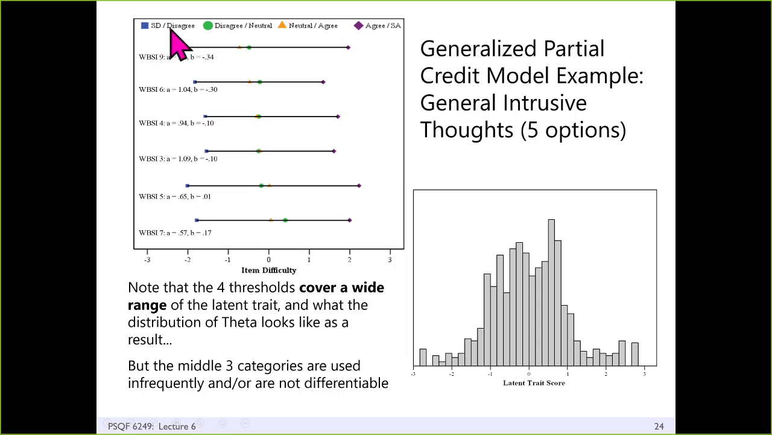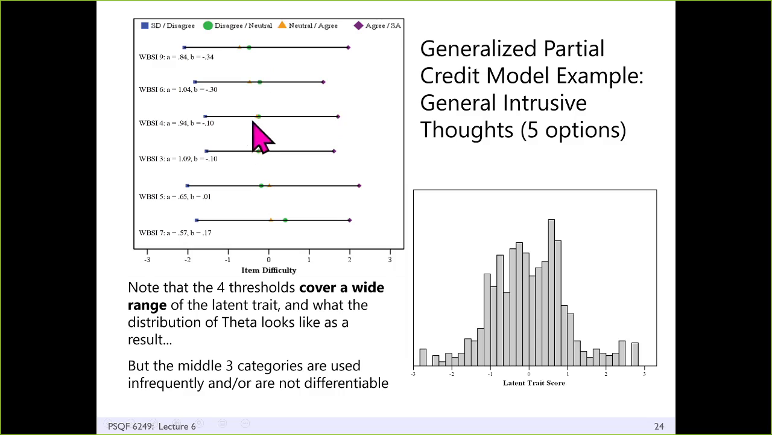So strongly disagree versus disagree happens somewhere around a theta of -2, and the transition at the other end of the scale between agree versus strongly agree happens somewhere around a theta of +2. So the fact that all of these items are spanning 4 standard deviations is why we don't have ceiling and floor effects in the trait distribution. I've got enough information that goes far enough out to where I can distinguish amongst people.